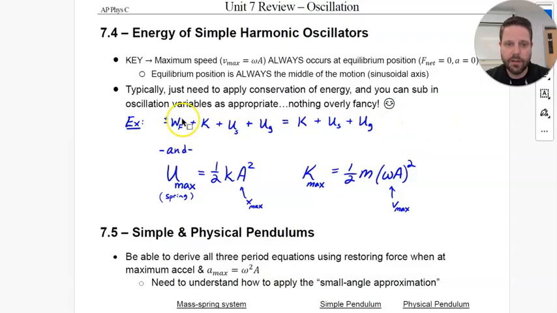So we want to write this out and then slash out the energies that aren't there. It helps us to stay organized and inventory what energies are present more accurately.